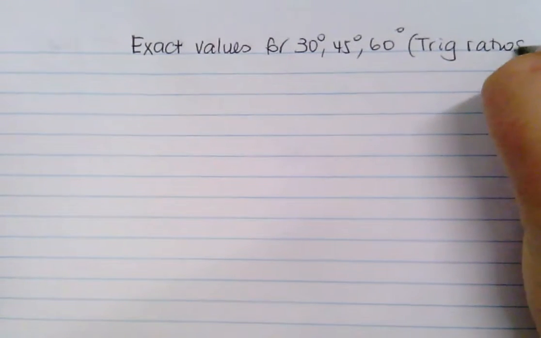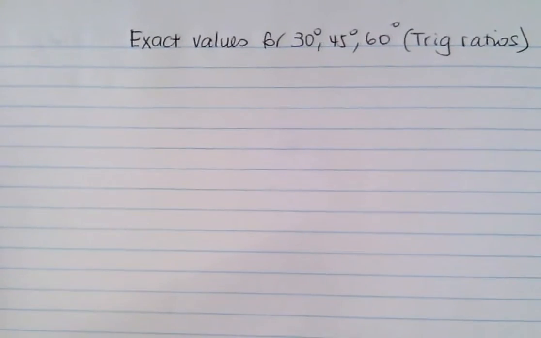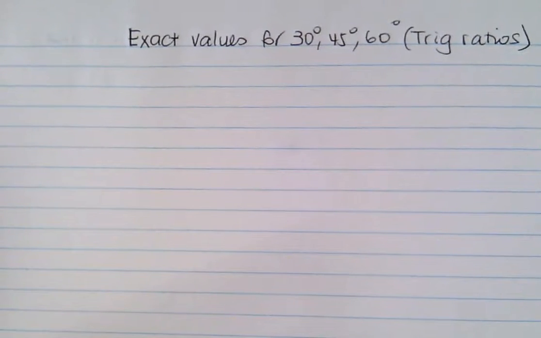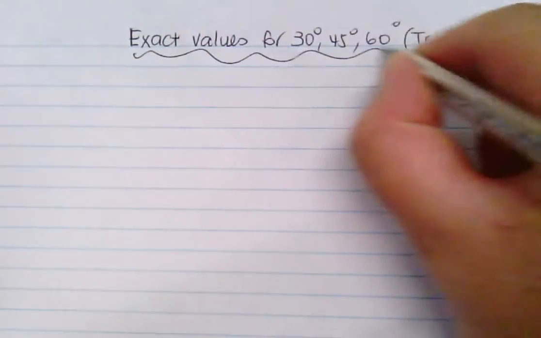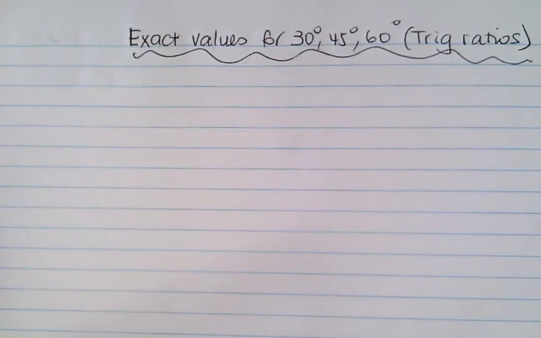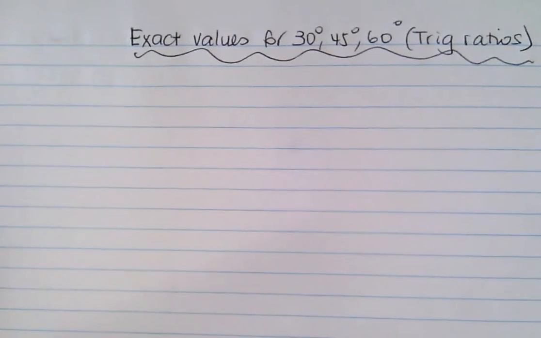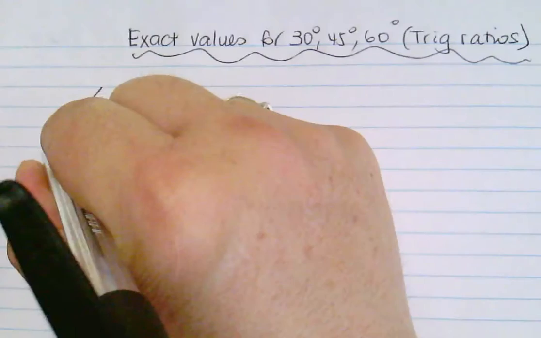I'm just going to put exact values for 30 degrees, 45 degrees, 60 degrees, trig ratios of these. So I'm going to be looking at sine 30, sine 45, sine 60, etc. So, exact values for these special numbers, 30 degrees, 45 degrees, and 60 degrees. These numbers come from triangles.